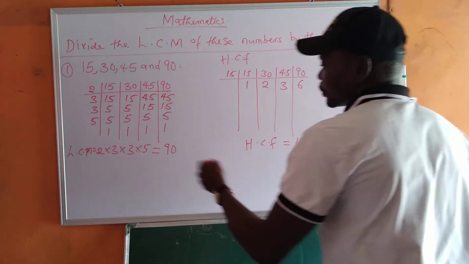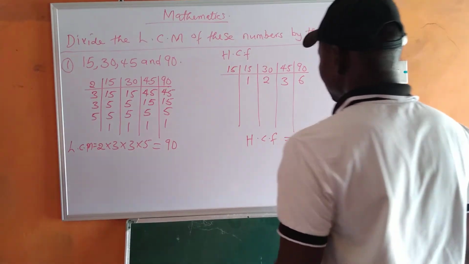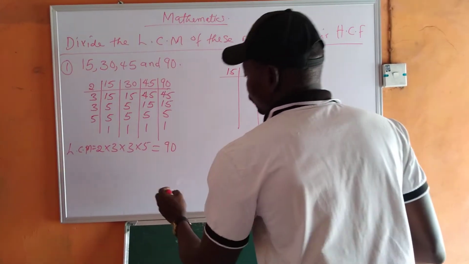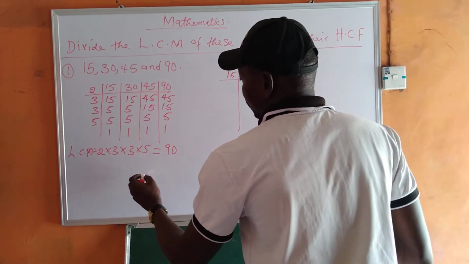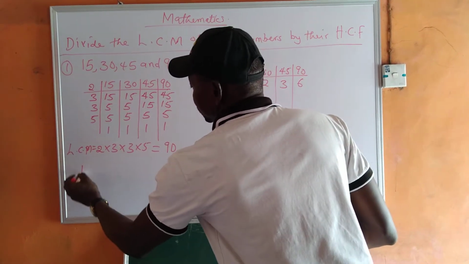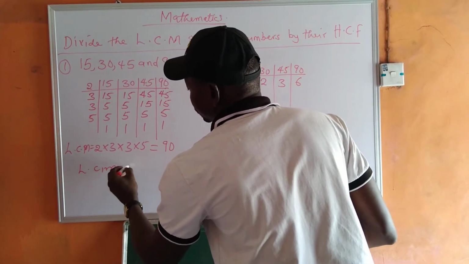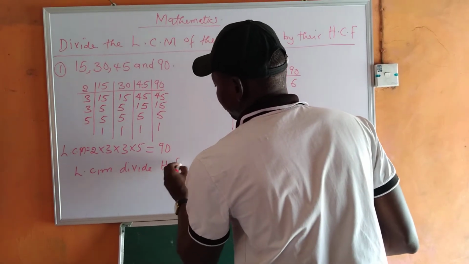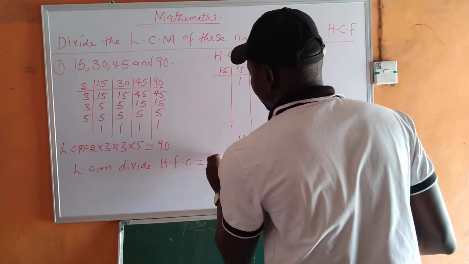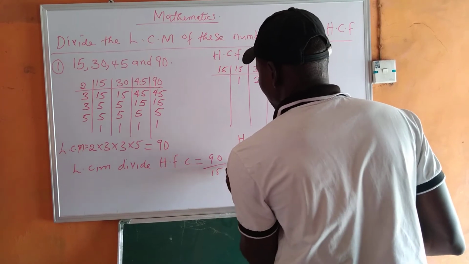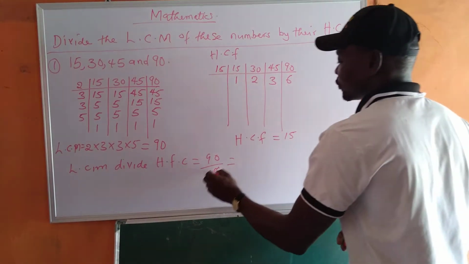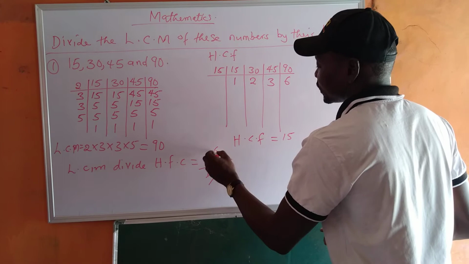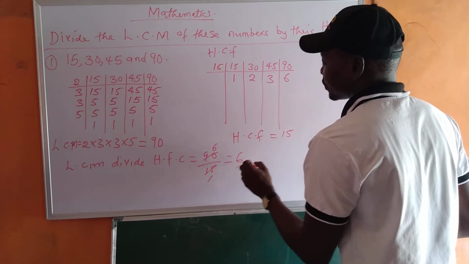We are bringing these two values together now. We are dividing 90 by 15. So we will now say that L.C.M divided by H.C.F will be equal to 90 divided by 15, and that will give us 6.